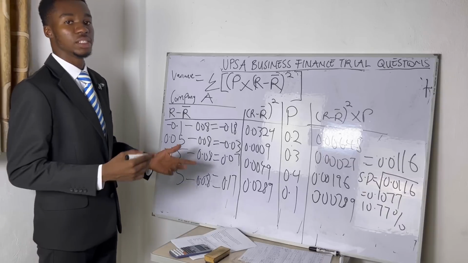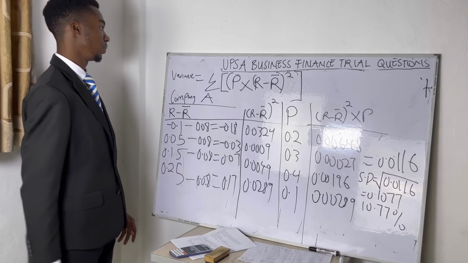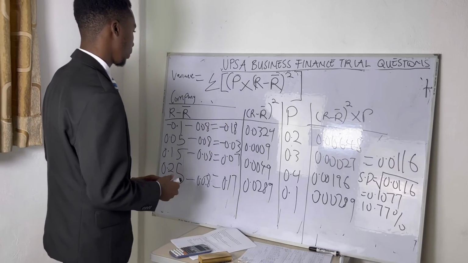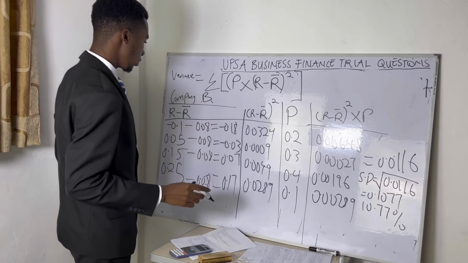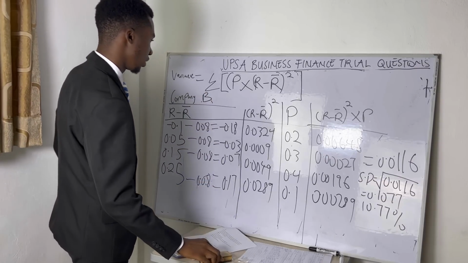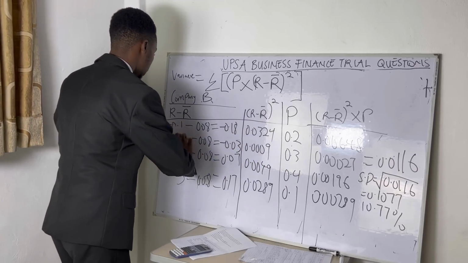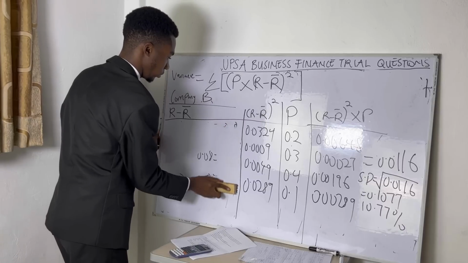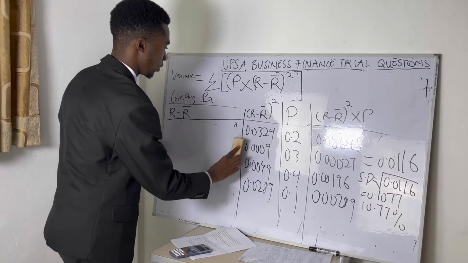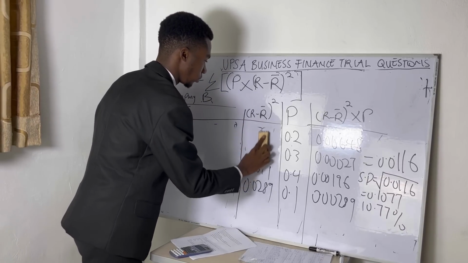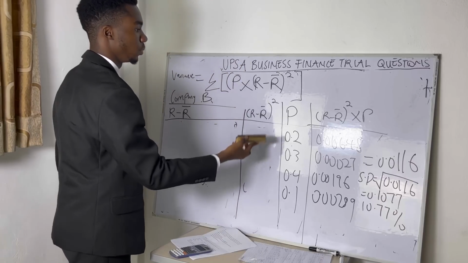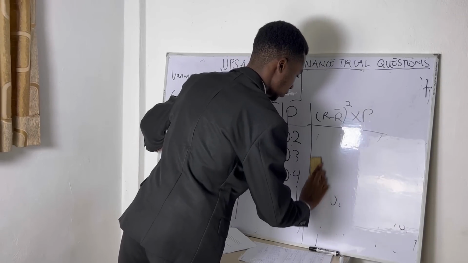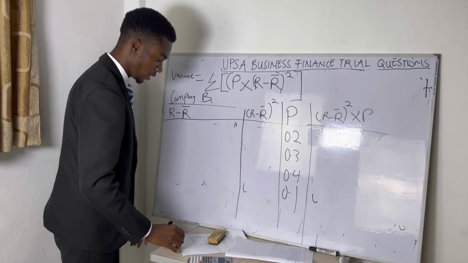So now we use the same method for company B. Let's solve for company B and see what we get. Let's clean the values because they are different. The only thing that will be the same is the probability, so you don't need to clean it. So for company B, the returns.